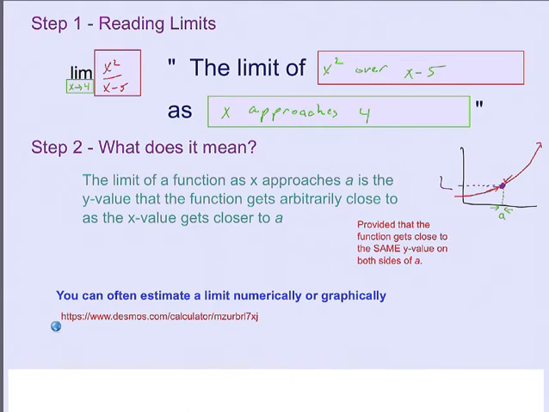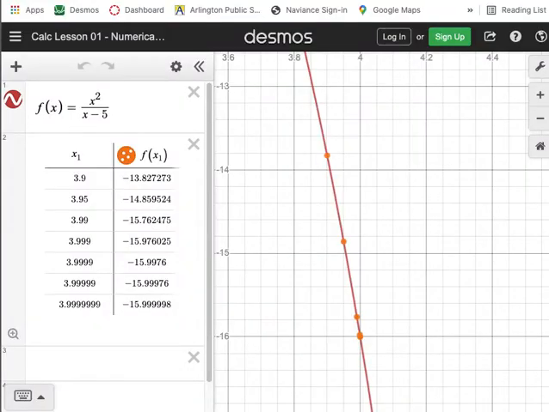So first off, you can often estimate a limit numerically or graphically. Here's an example of a function, same one I mentioned before, x squared over x minus 5, and we're talking about as x is getting close to 4. So we can do two things. Number one, we can look at the function. You can see the x value here is 4, and you can see that the function is getting closer and closer and closer to what appears to be negative 16. So that's one way to estimate a limit, just by looking.